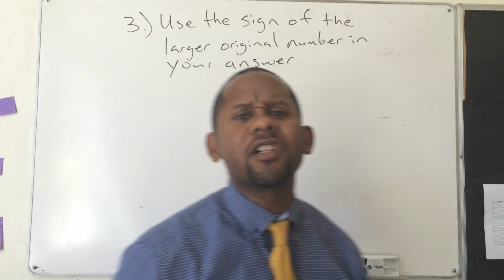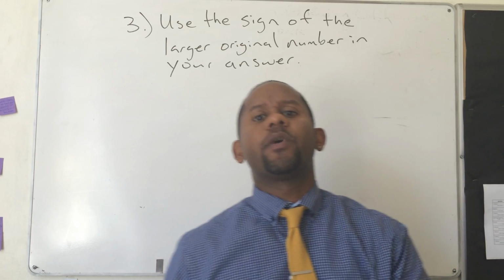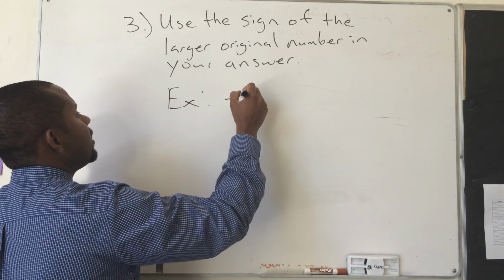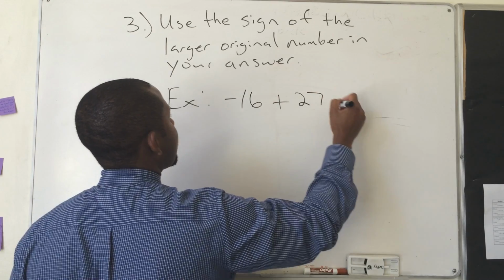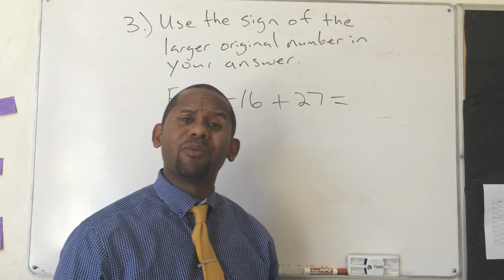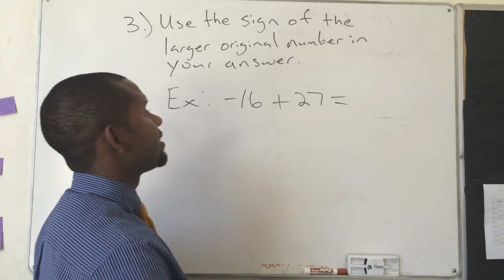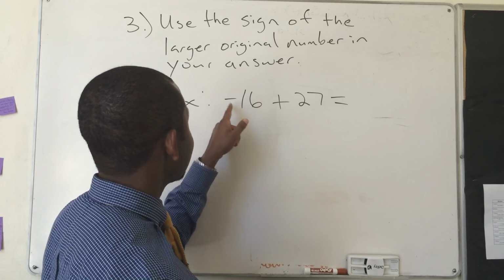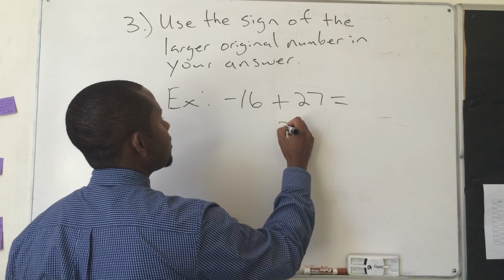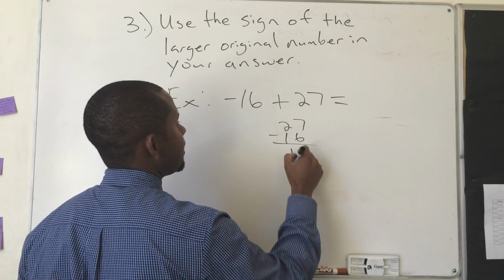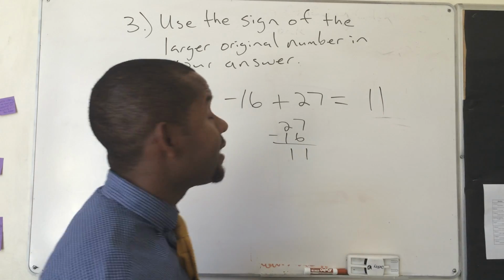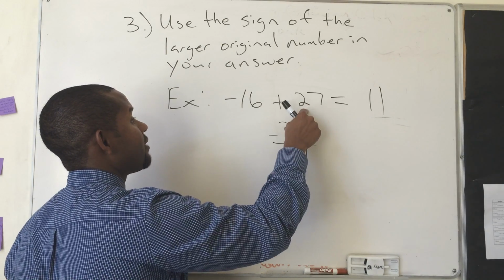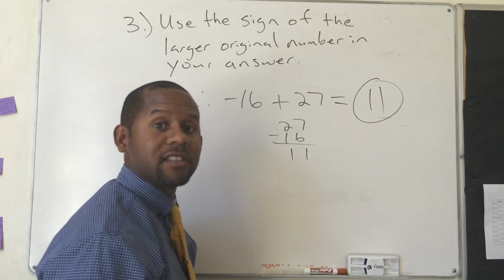Okay? So we've talked about this like money. Now let's think about it through the rules, all right? So here's your first example. If I have negative 16 plus 27, I'm going to stop and think of my rule. What does my first rule say? It says if the signs are the same, add. If the signs are different, subtract. These signs are different, so I'm actually going to subtract. 27 minus 16 is 11, okay? And then finally, it says use the sign of the bigger original number. Well, 27 is bigger than 16. 27 was positive, so my answer is positive, okay?